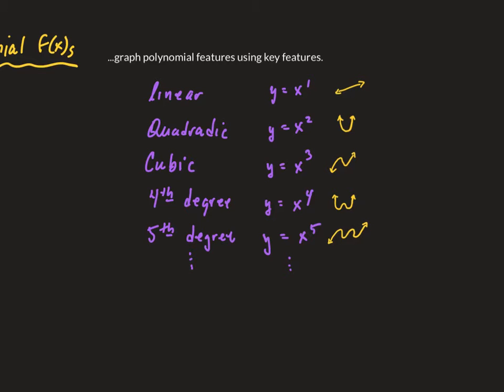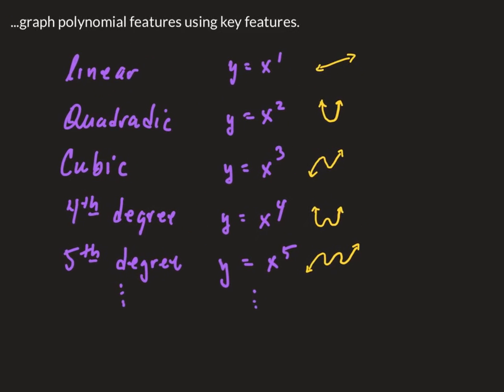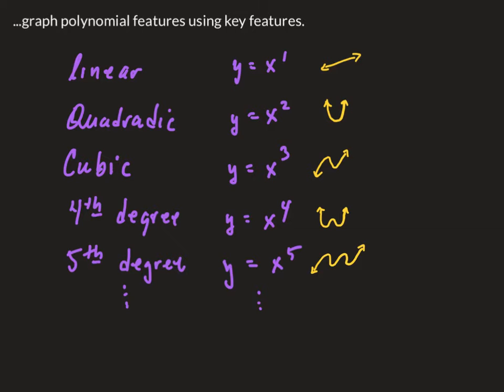We start to have potentially, in quadratics, one possible turn. In cubics, we have two possible turns, which is one less than the degree, and these are the maximums. In fourth degrees, we have three possible turns of the function. And so just doing that would be some of the characteristics.